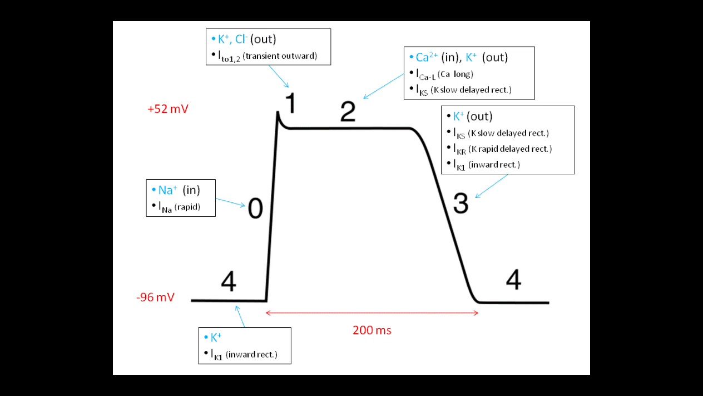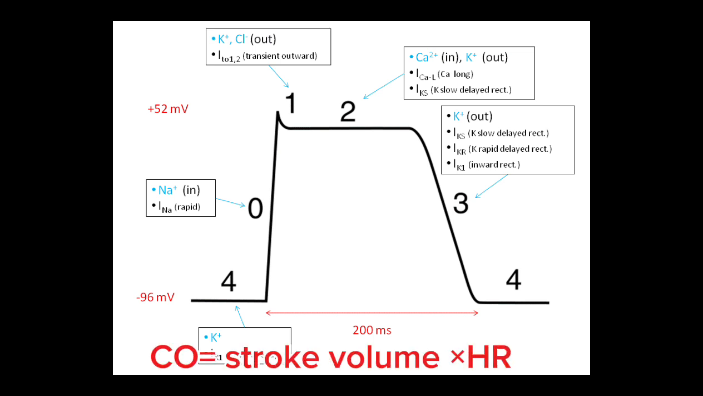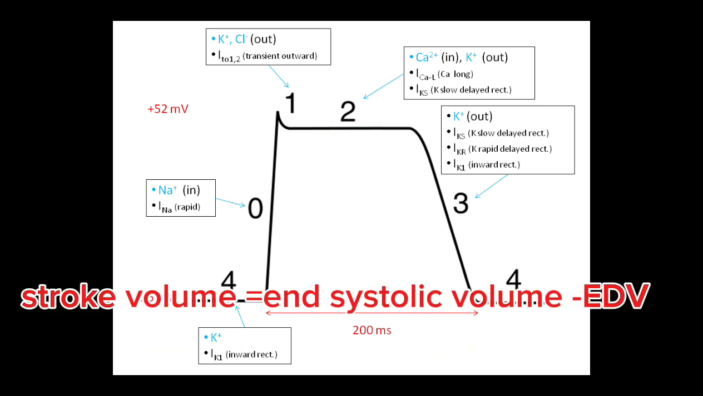Then this phase 1 is prolonged and it changes into a plateau form, which is called phase 2, and this is because of calcium influx. Then phase 3 is again because of potassium efflux, and phase 4 is the restoration of the electrolytes because of the sodium potassium ATPase. So, a few important definitions here.